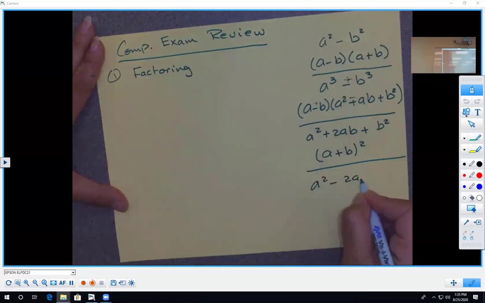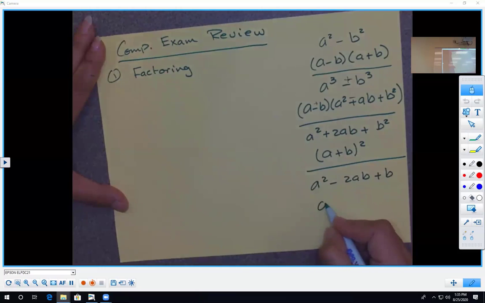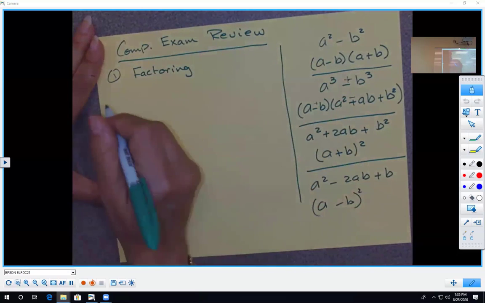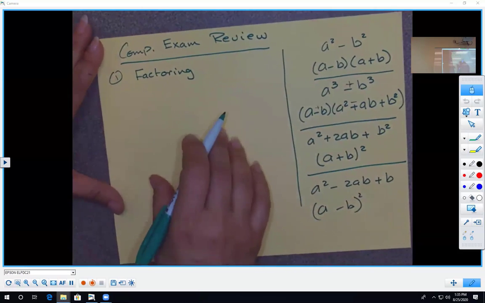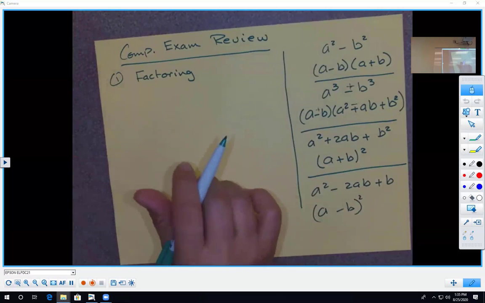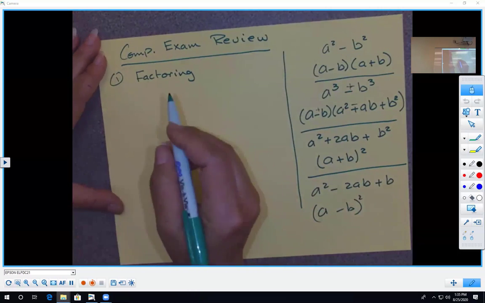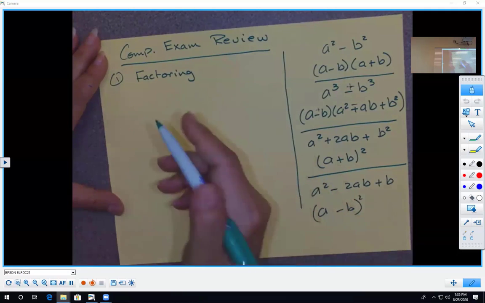Difference. Perfect square trinomial with the subtraction. So let's look at our first example, and I'm going to start with the ones where a in the trinomial is a number other than 1.